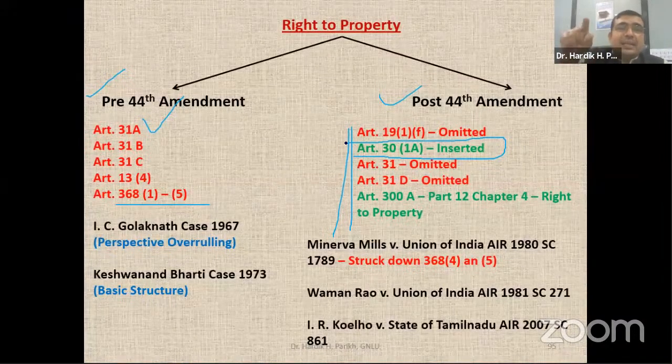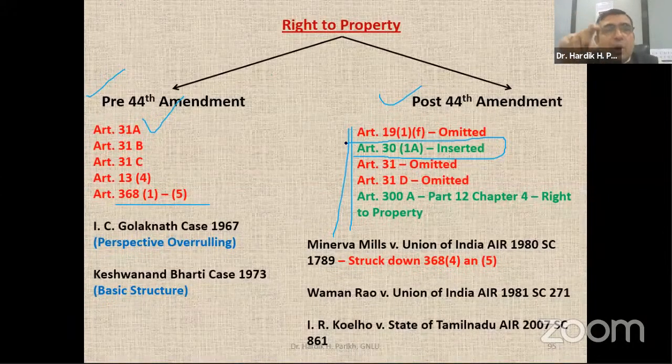So read Article 30(1A), that is, in case the government is acquiring the property of a minority educational institution, then the compensation should not be less than the amount which will give that institution the opportunity to be relocated at a similar kind of place. So it is officially market value. That is a fundamental right which has been inserted. So minority educational institutions got protected. Article 31 omitted, 31D was omitted.